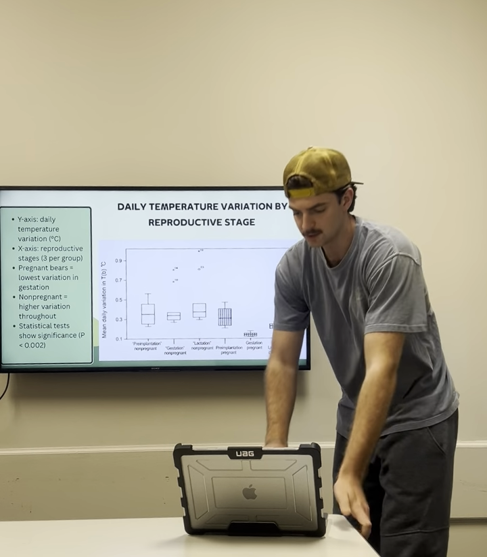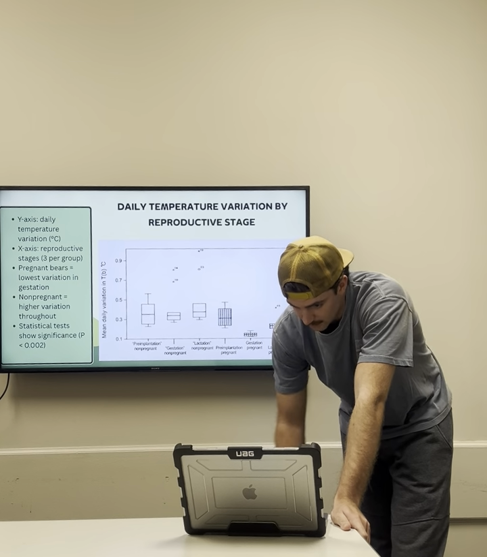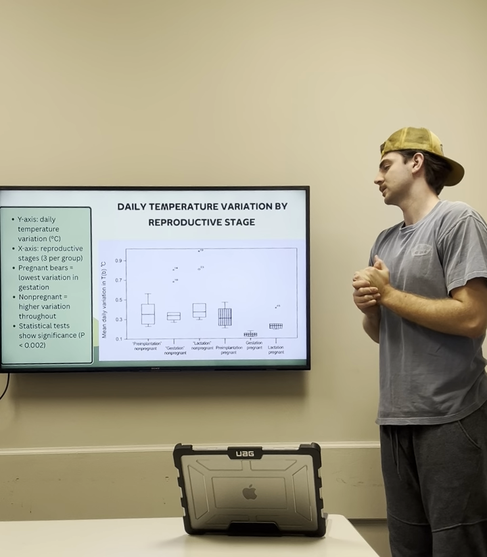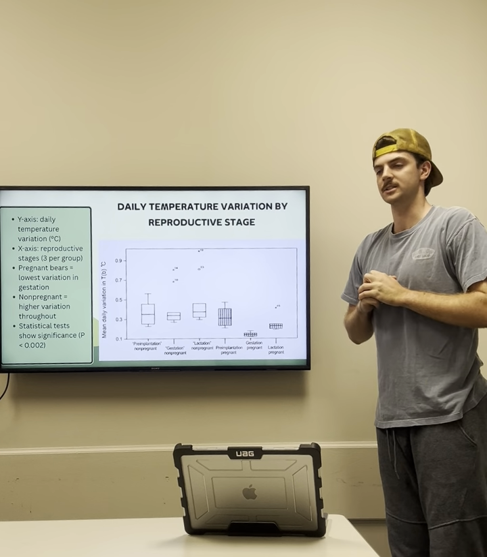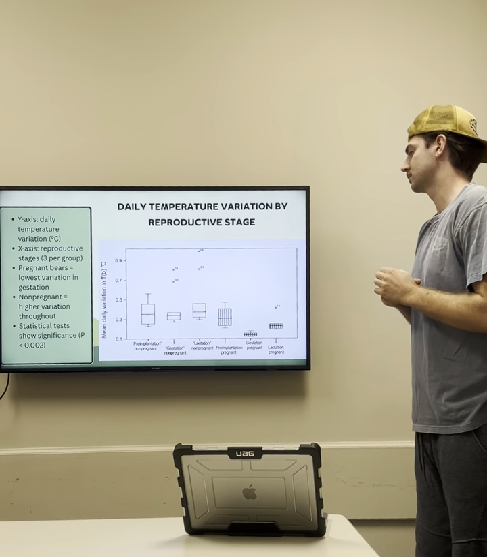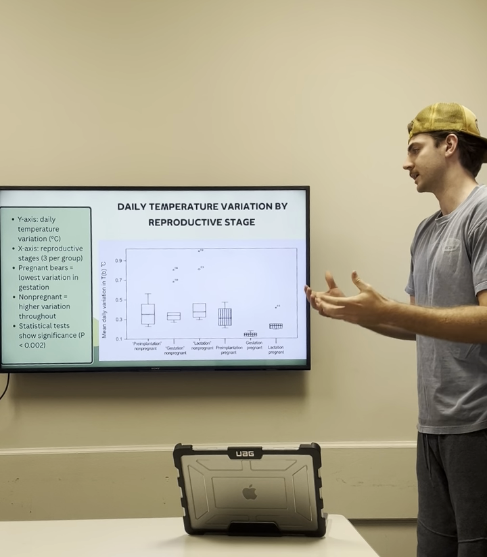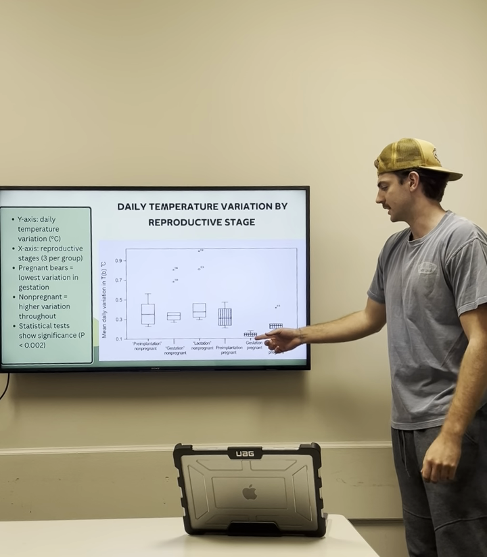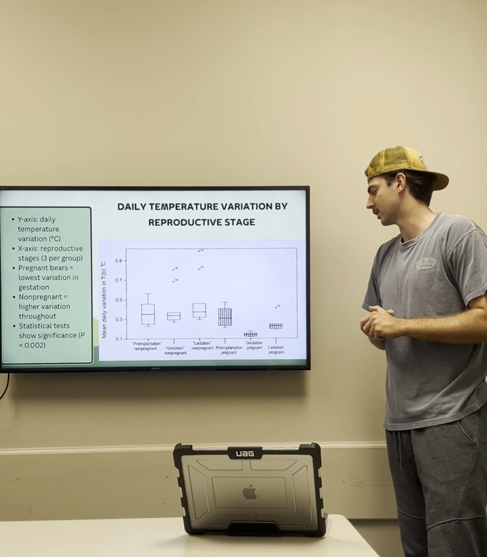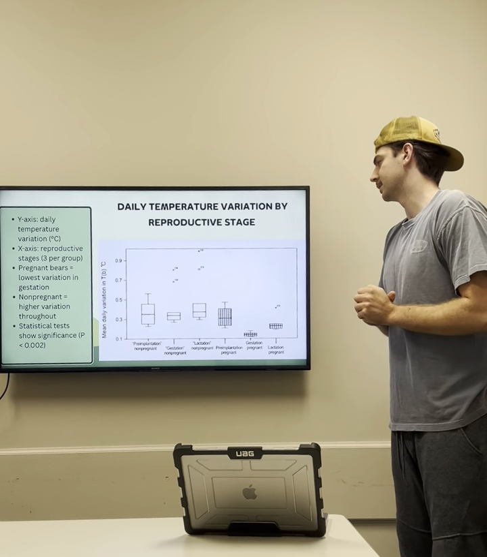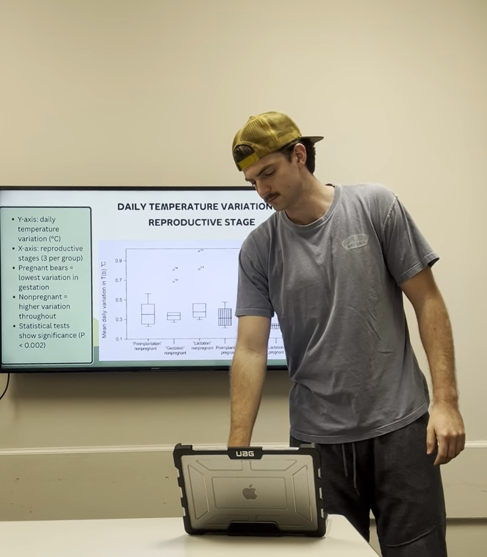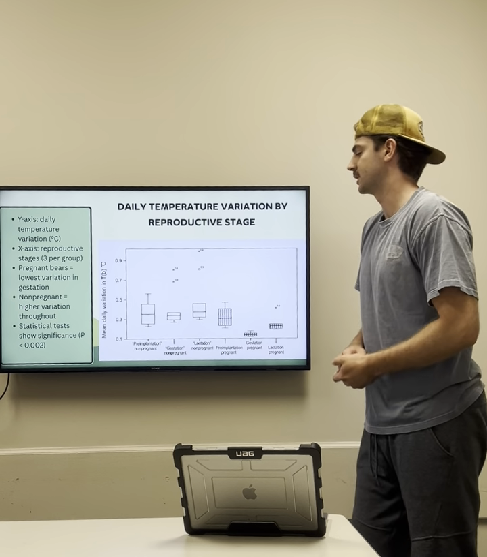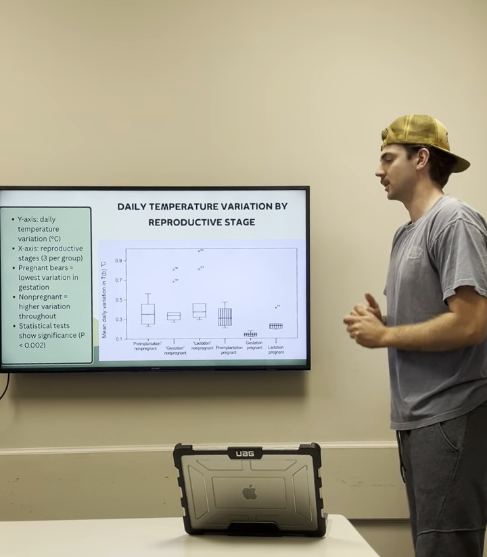Temperature variation is super important for them because it's a way to tell the pregnancy status of brown bears non-invasively, without actually going and testing them. You can just track their body temperature, and once you see that it's fluctuating very, very little, then you can tell that bear is pregnant. And also, the statistical tests show significance with a p-value less than 0.002.